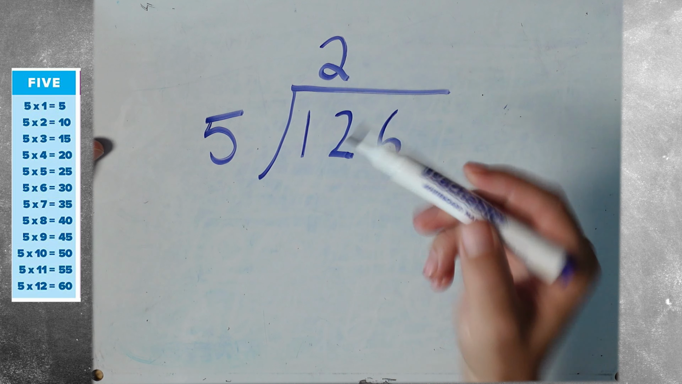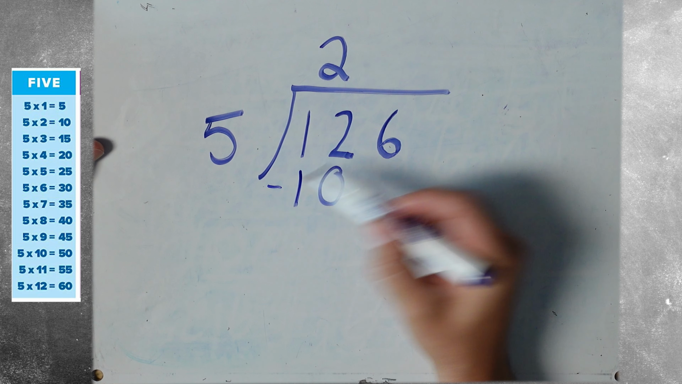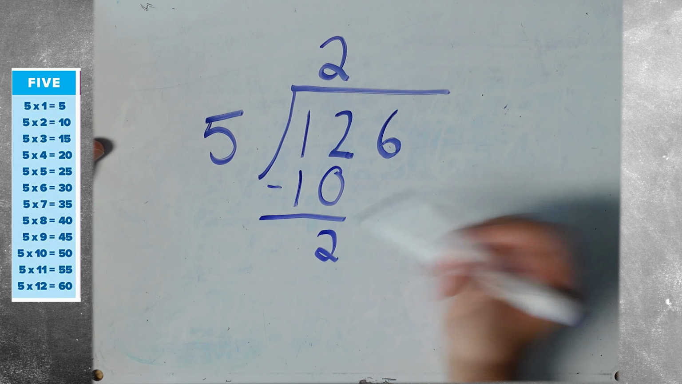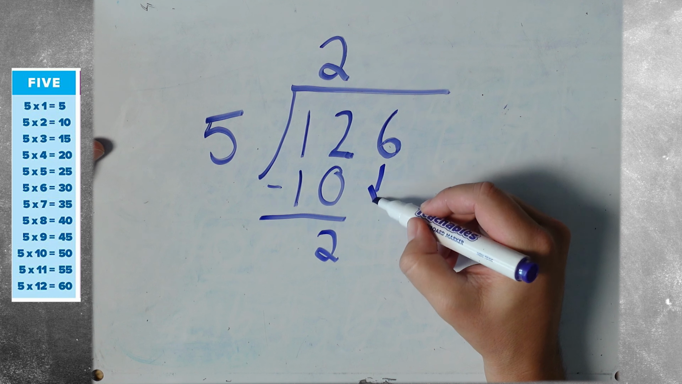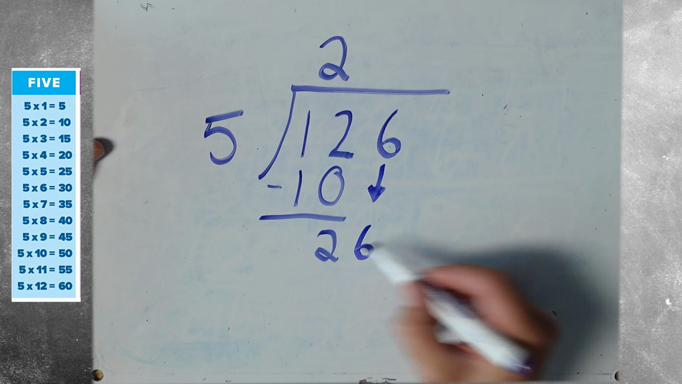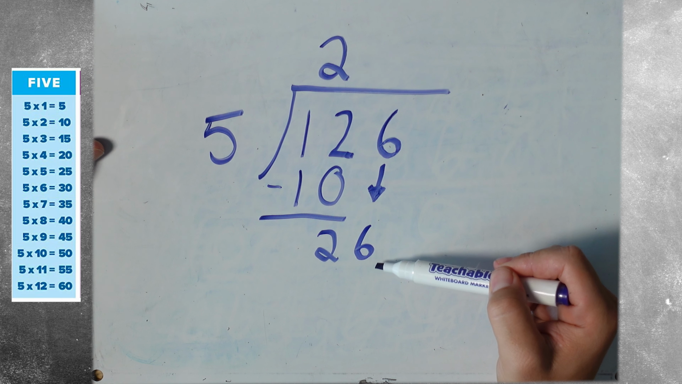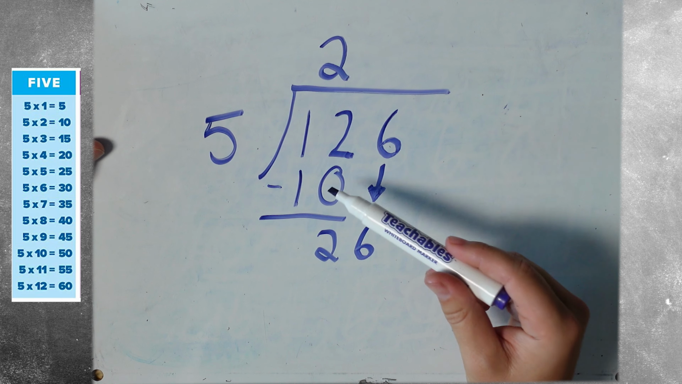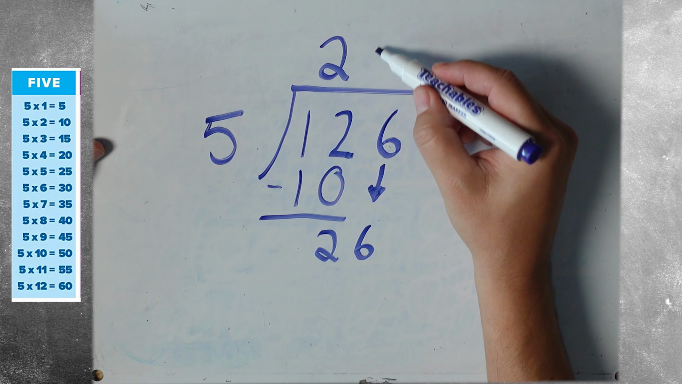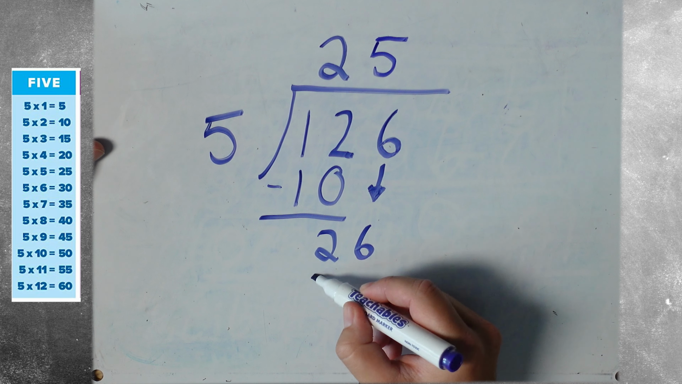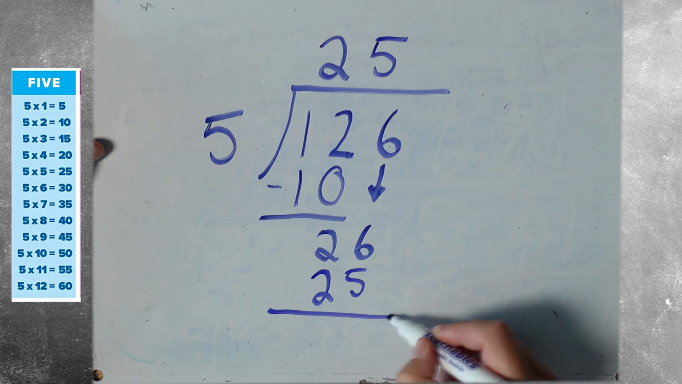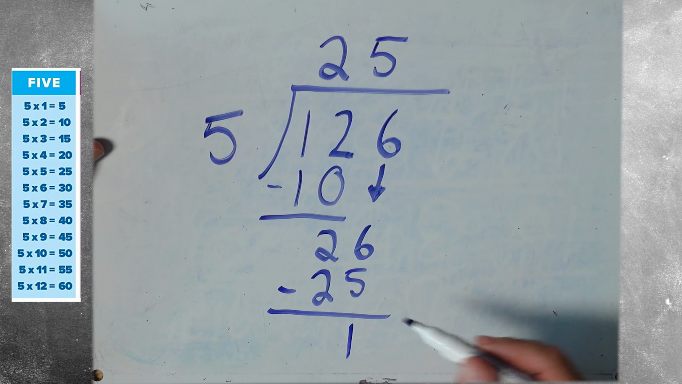5 times 2 is 10. Yep, we have 2 remainders. So we're going to bring that 6 down. Now we have 26. How many 5's fit into 26? Well, 5 times 5 is 25. And we've got 1 more remainder.